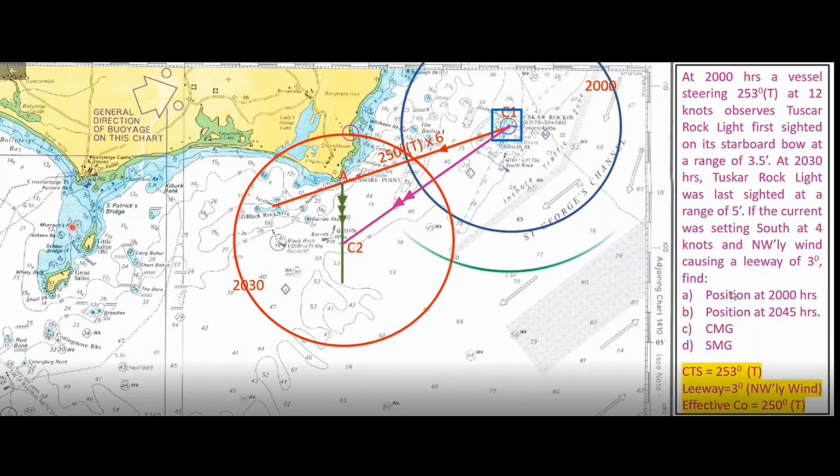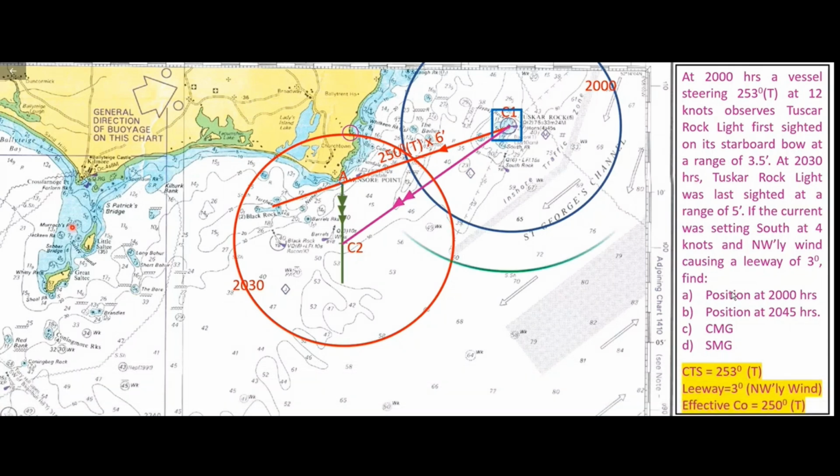Beta, up to here is clear? Up to here, we have just transferred the 2000 position circle to 2030. Yes, sir, all good. Okay, all right. So we are now going to mark off the 2030 position circle. So we draw that position circle.